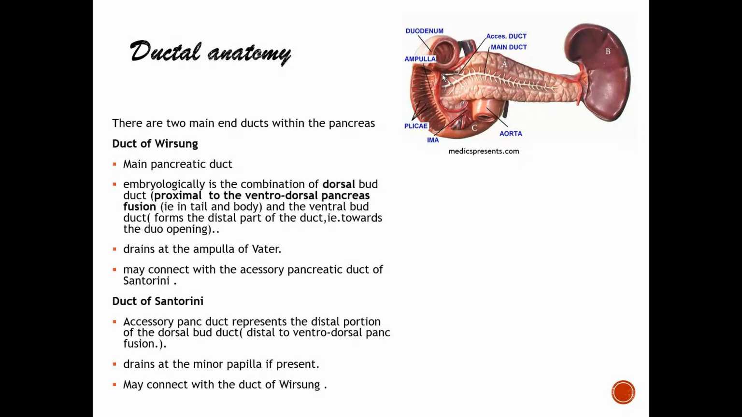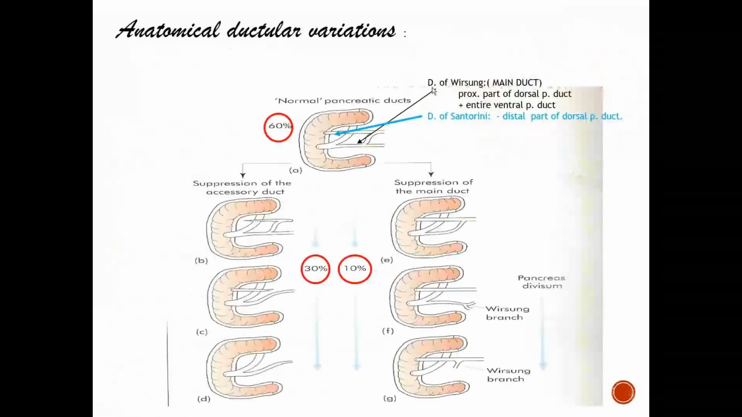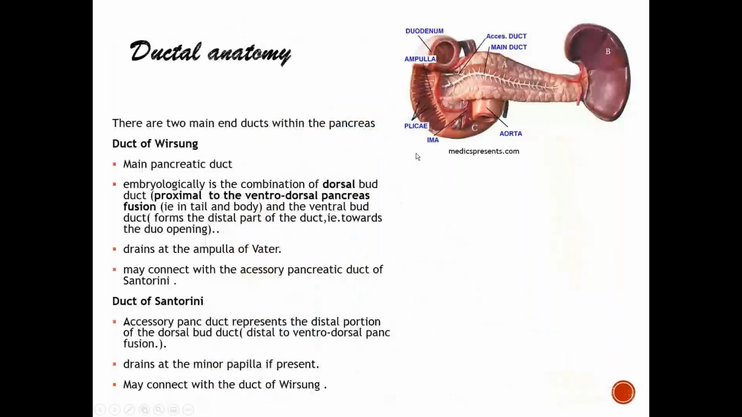So now we know that the main duct of the pancreas is partly from the dorsal bud, that is the proximal part, and the distalmost part is from the ventral bud, which was the rotated part of the pancreas. Okay, so that is how the duct of Wirsung is built. Now, there are a number of variations in the ductal anatomy. 60% is what we are looking at. That's the normal pancreatic ductal system that we just showed in that figure, with a minor connection out here.